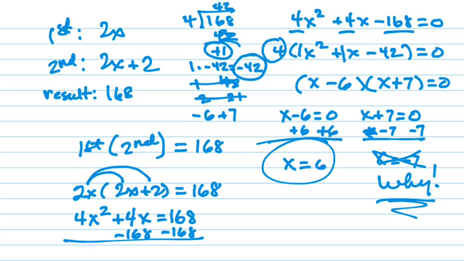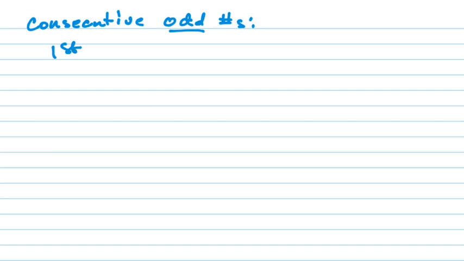Now, what if it said consecutive odd numbers? Consecutive odd numbers. The first one is going to be what? 2x plus 1. Because an odd number is an even number plus 1. Does that make sense? Okay.